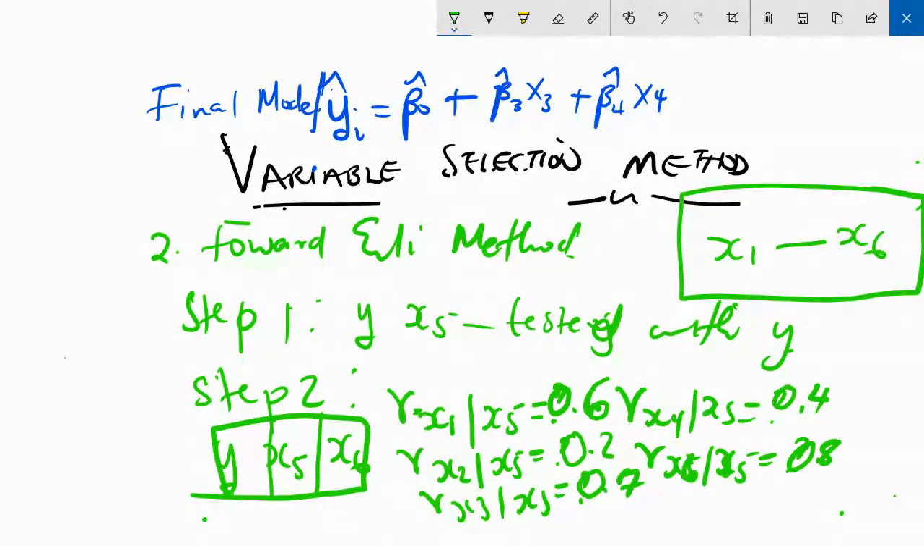Sir, about this forward elimination method, you said it checks the correlation. Is it possible that a variable which is highly correlated with the one we inserted first will not be significant in the last step? It's Mr. Manga, right? Yes.